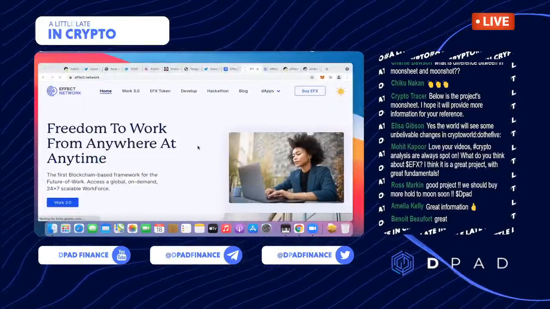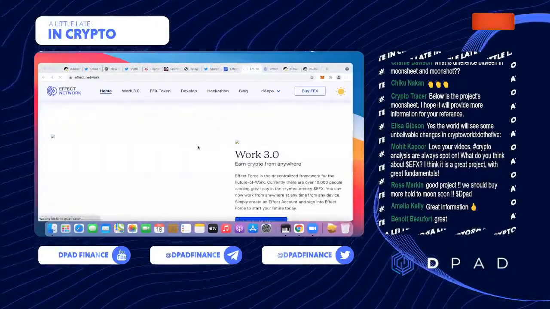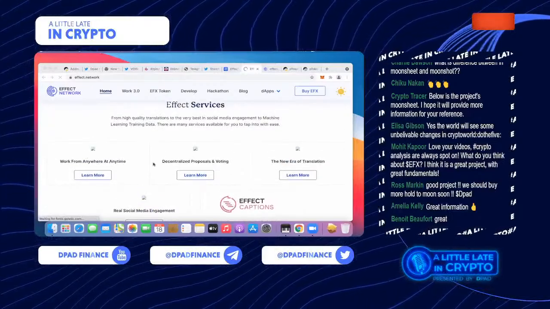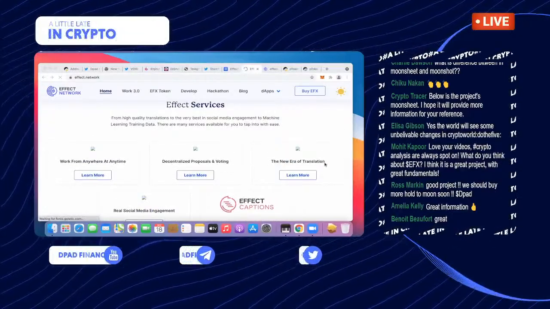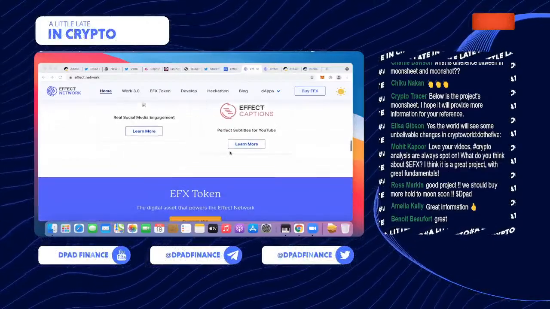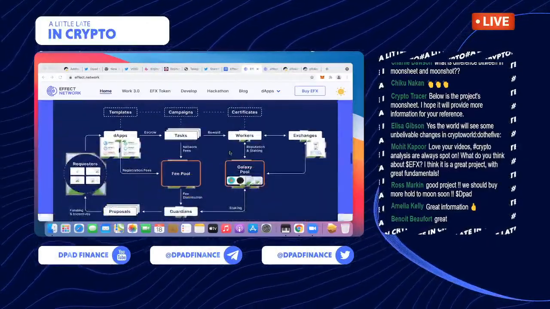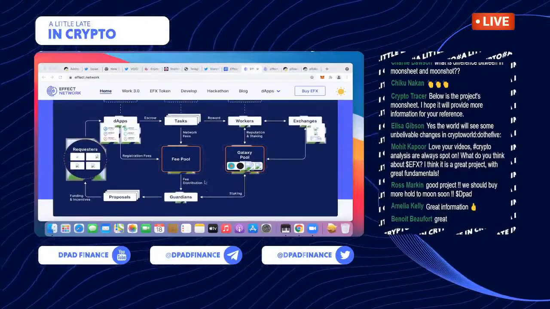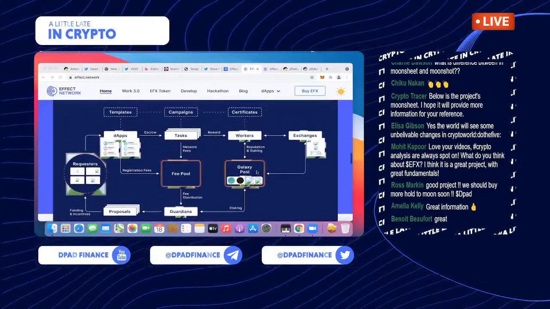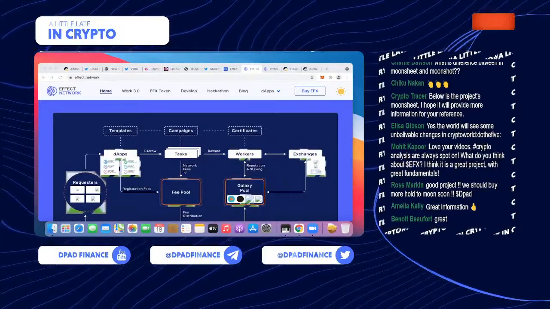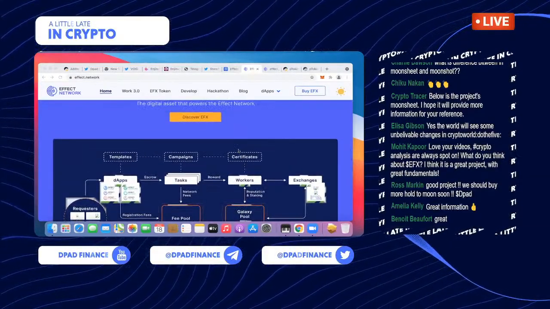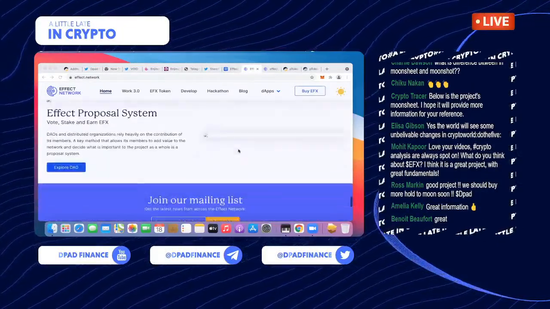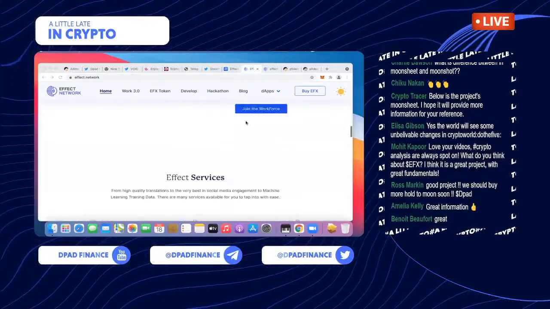Yeah, back. I think they can see my screen now. Yes. So probably it's based on everything: work from anywhere at any time, decentralized proposals and voting, a new era of translation, social media engagement, subtitles. Looks interesting, and they have something for free distribution as well. Somewhere they have Galaxy pools for staking, for the exchanges, for the workers, certificates. So it looks good on paper. At least they have some thoughts on every part.